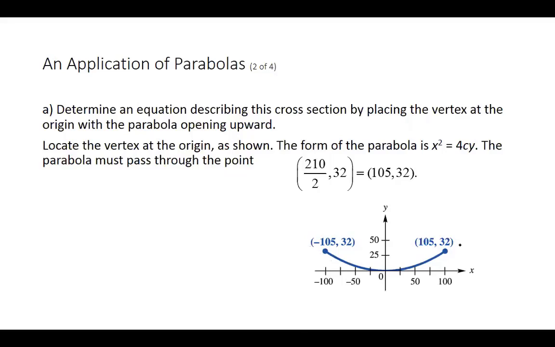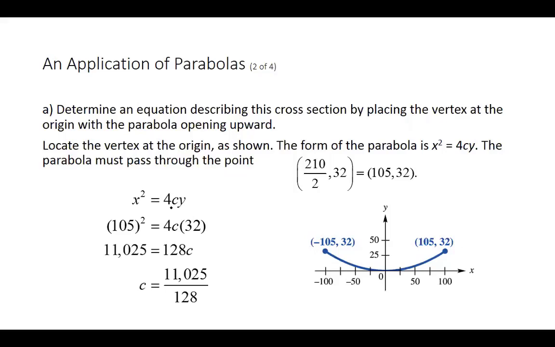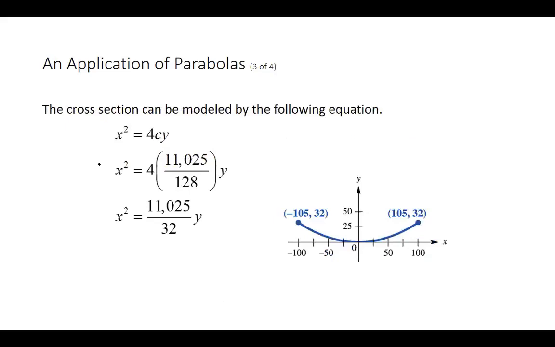And we can look at the graph. So x squared is equal to 4cy. I'm going to substitute 105 for x and 32 for y so I can solve for c. That would be the value of c. The cross section can be modeled by the following equation: x squared is equal to 4cy. Now I know what c is, so I'm going to substitute the value. So I get x squared is equal to 11,025 over 32 times y.